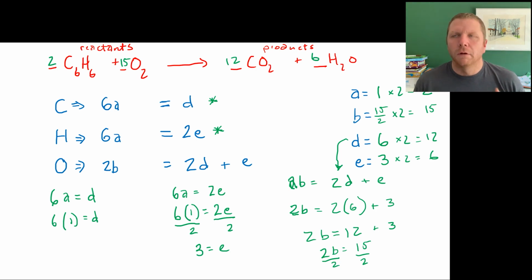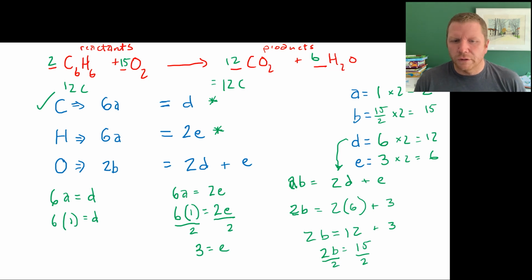Now naturally, there's an idea of, well, should I check this? Absolutely. How do you check this? Well, you check this by saying, how many carbons are there on the reactant side and the product side? Well, I take my coefficient 2, and I take my number of carbons in C6H6, and I find out there are 12 carbons. Now, what about on my product side? Well, I've got 12 CO2. There's only one carbon in each CO2, so that means 12 carbons on the product side. So my carbons check out. So I'm going to put a check mark there.